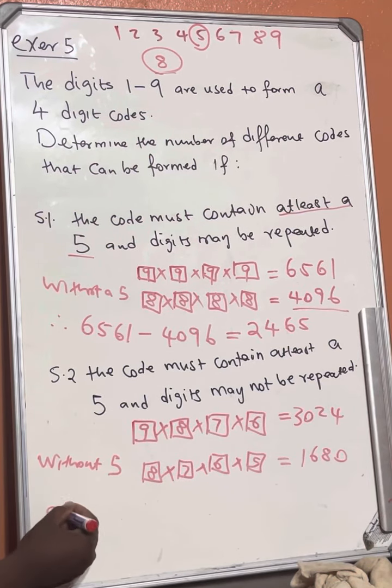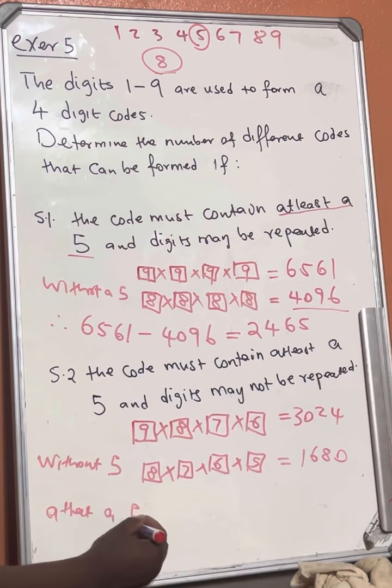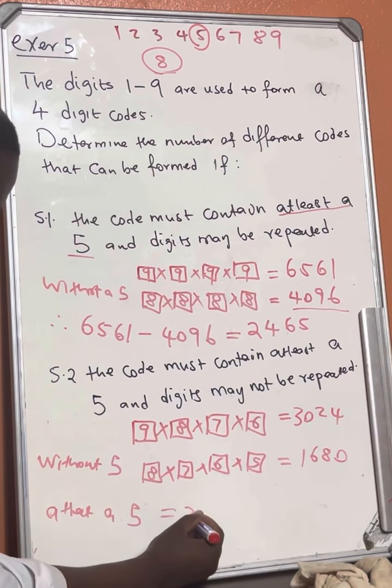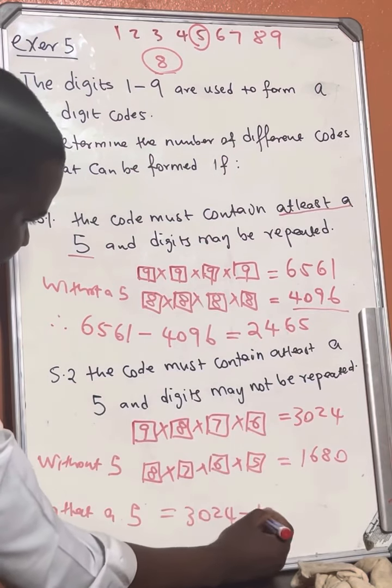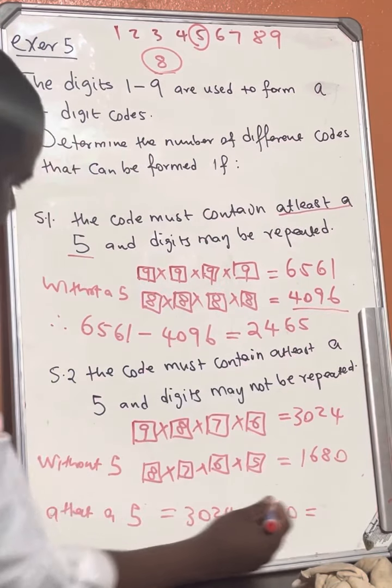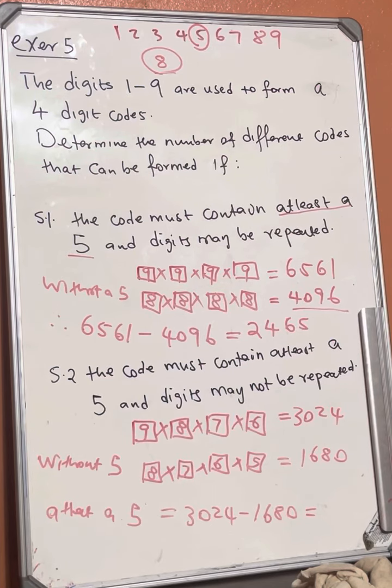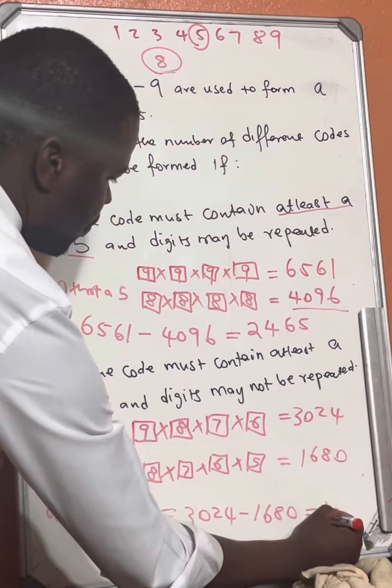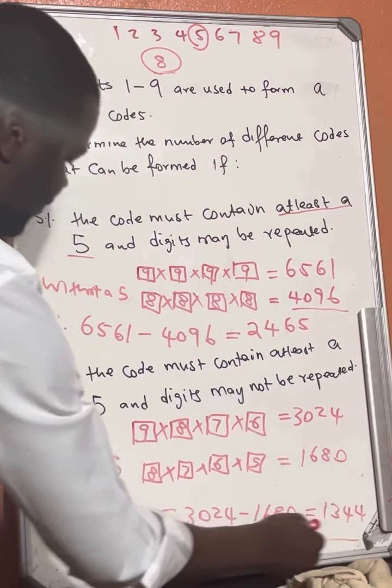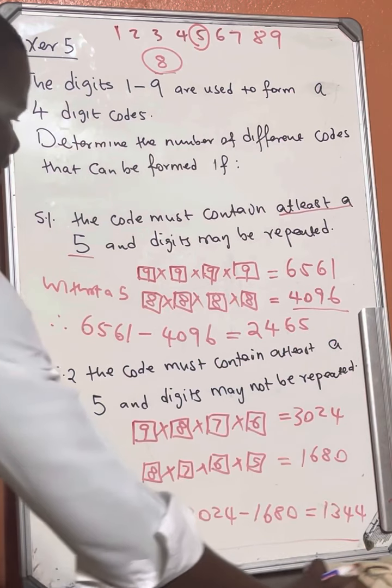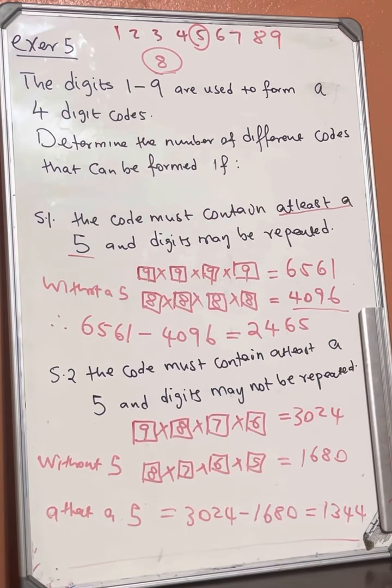Then when you are looking for at least a 5, you say 3024 minus 1680. With this information, you subtract and you get 1344. So what is this, class? This is the answer. You get it? This is the answer for the code that must contain at least a 5 and digits may not be repeated. All right? Thank you.